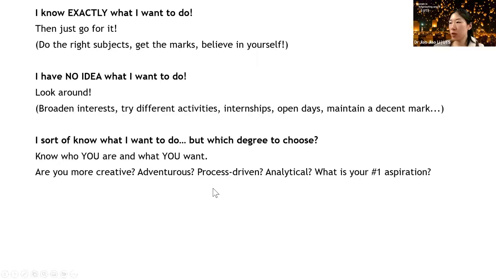If you're more process driven, then maybe accounting, actuarial studies or law might be the thing for you. If you're more analytical, science or engineering is definitely the thing to look into. And if all of that doesn't help you, then think about, what is your number one aspiration? If there was one thing that you wanted to solve in the world, what would it be? Would it be climate change? Would it be poverty? Would it be a particular disease that maybe your family or someone you know is affected by? And what can you do to try to solve that problem?